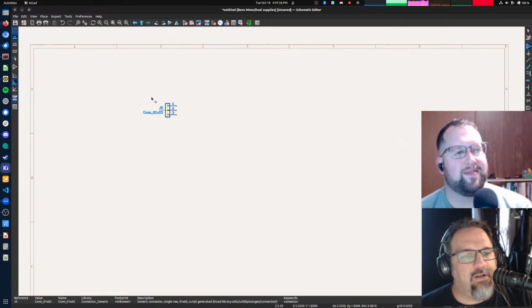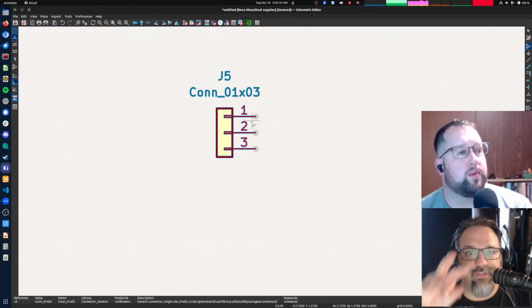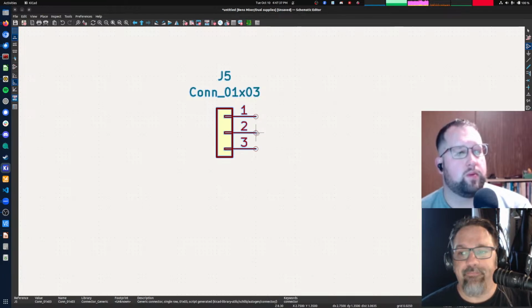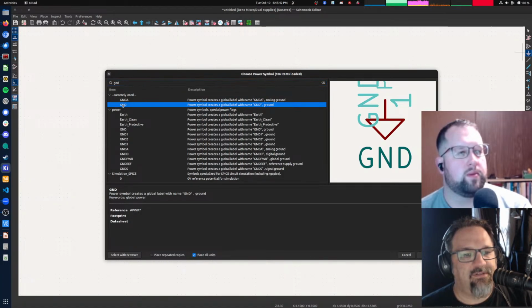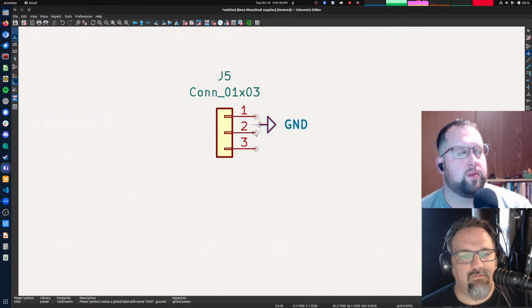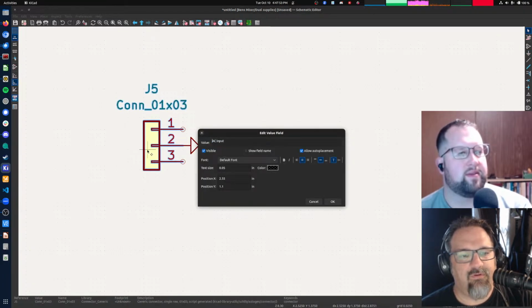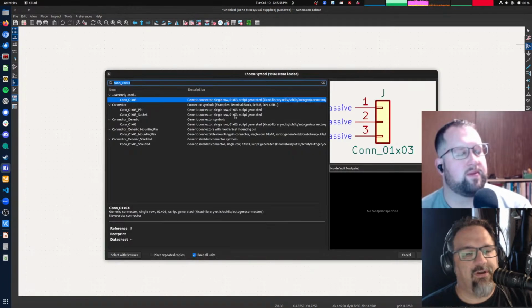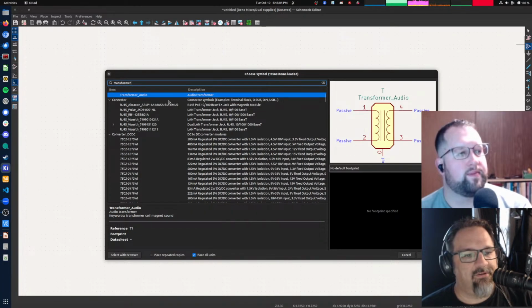Okay. We are going to use a 3-pin input. So this is our 3-pin wall plug. Okay? So we got a live, a neutral, and a ground. So let's tie our ground to ground. That's our ground pin. Value AC input, 120 volt AC input. All right. Then the first thing we're going to do is go to a transformer. Not an audio transformer.